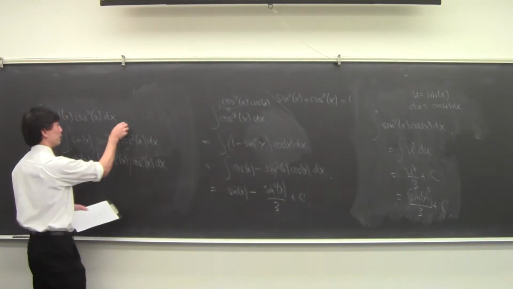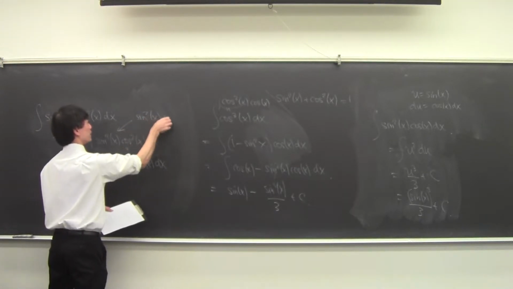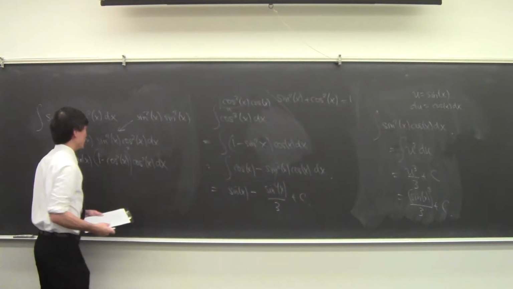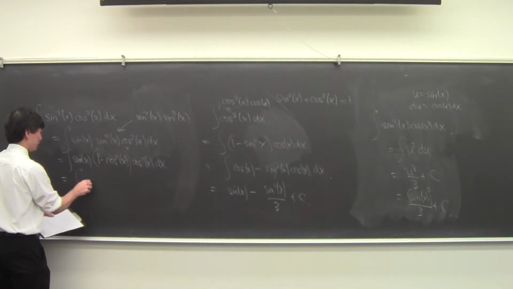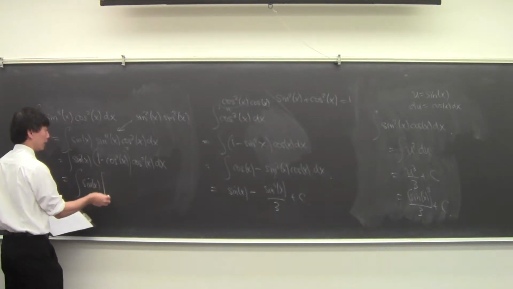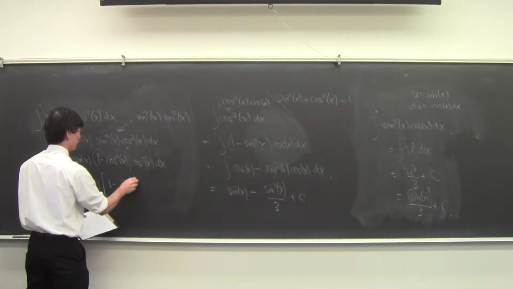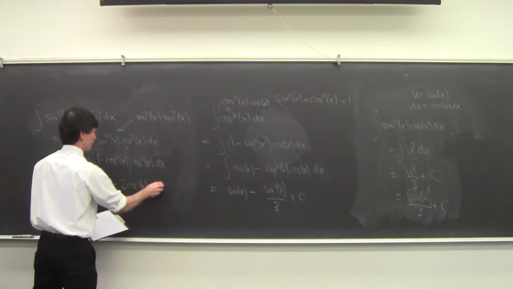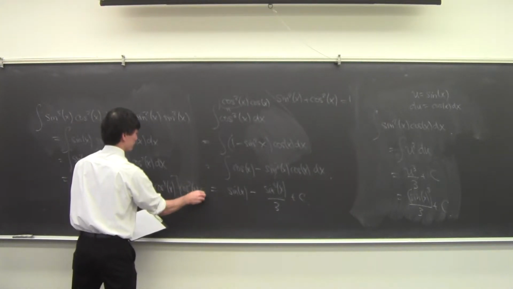Right? This sine to the fourth is sine squared times sine squared. In other words, 1 minus cosine squared times 1 minus cosine squared. Okay. And then you'd say, okay, well, this is sine x, I've got this 1 minus 2 cosine squared plus cosine to the fourth, times cosine squared x dx.